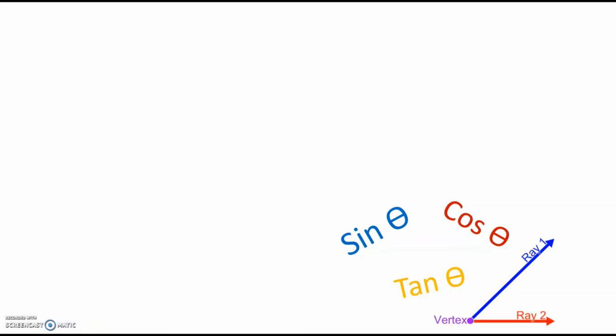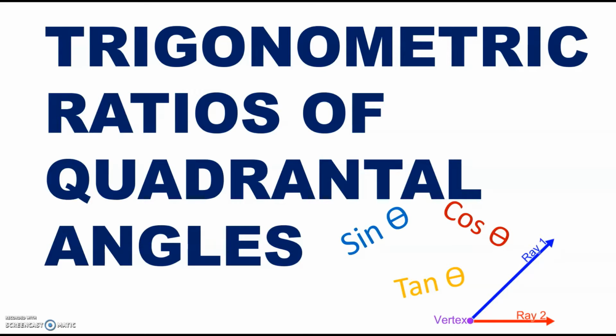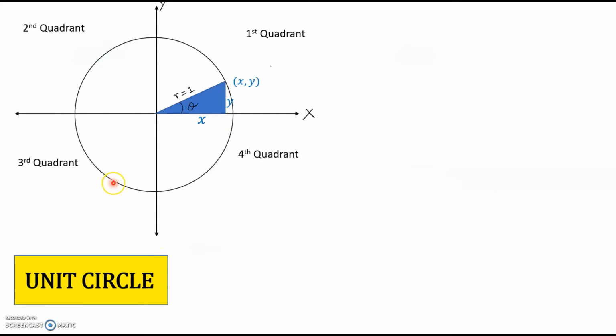In this video, we will look at trigonometric ratios of quadrantal angles. Now consider a unit circle. When I say unit circle, it's a circle with radius equal to 1 unit. So your R is equal to 1. So this is the center of the circle and this is the radius. This R is equal to 1.